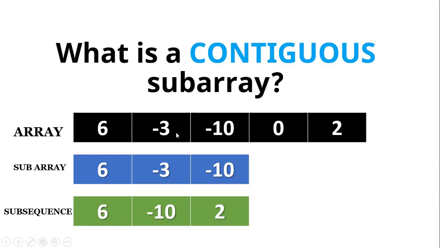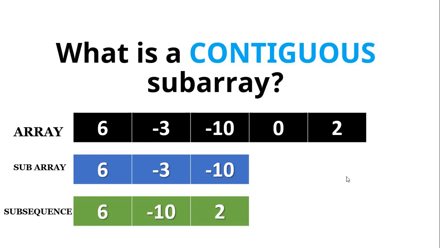However, there's a subtle difference between a sub-array and a subsequence. The indices of a subsequence may or may not be adjacent. That is, this subarray, that is 6, minus 3 and minus 10, is also a subsequence. However, 6, minus 10 and 2 is not a subarray, but it is a subsequence.